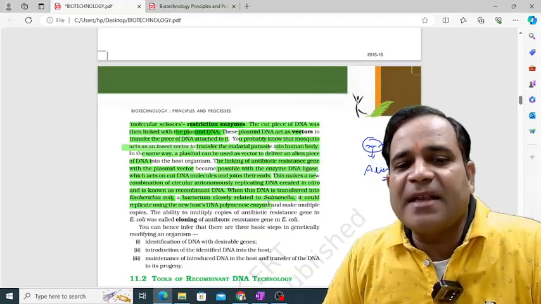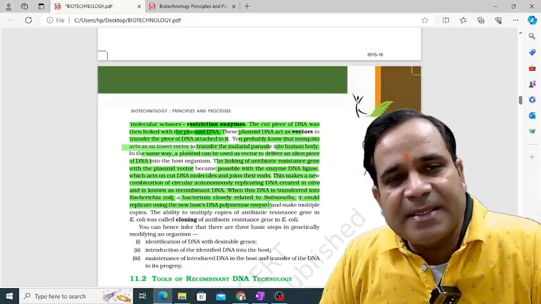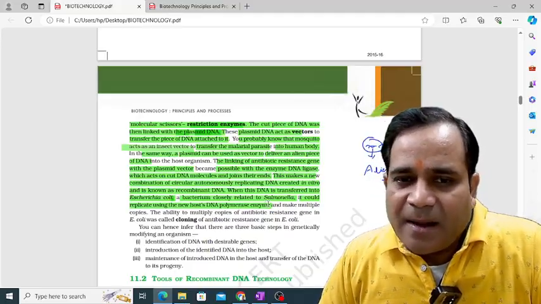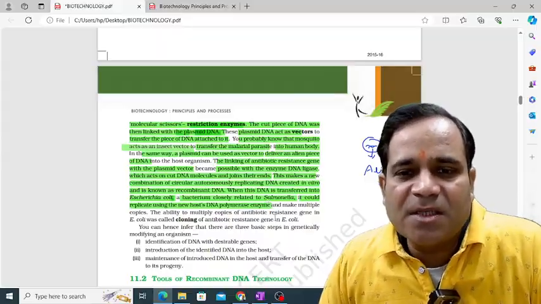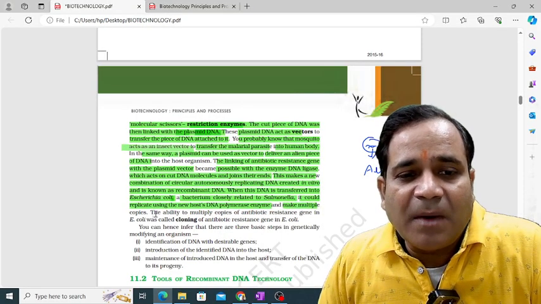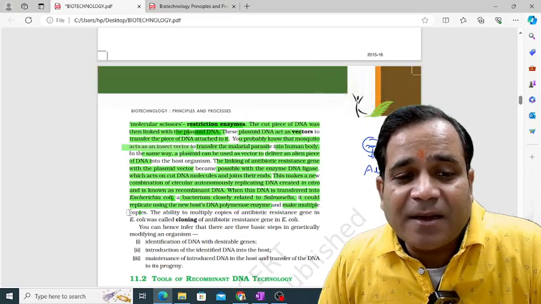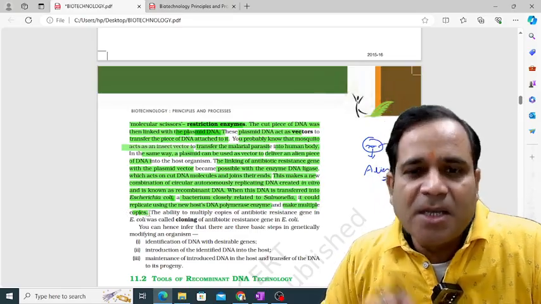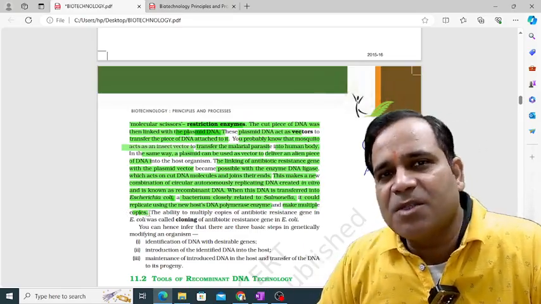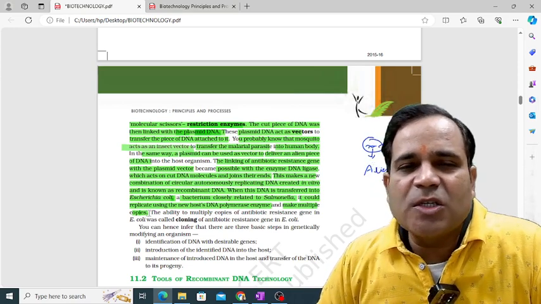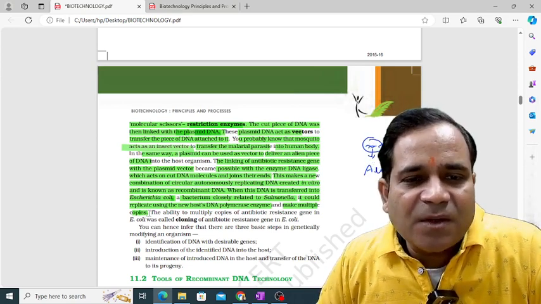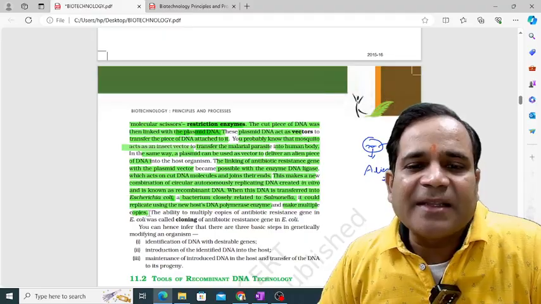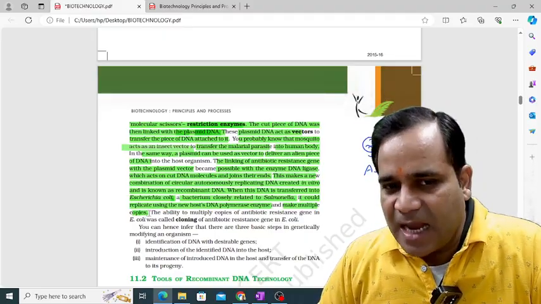So if they replicate using the new host DNA polymerase enzyme, that very DNA polymerase enzyme is responsible to make multiple copies. So if multiple copies are going to be made, this is only possible with the help of enzymes, that is DNA polymerase enzymes.